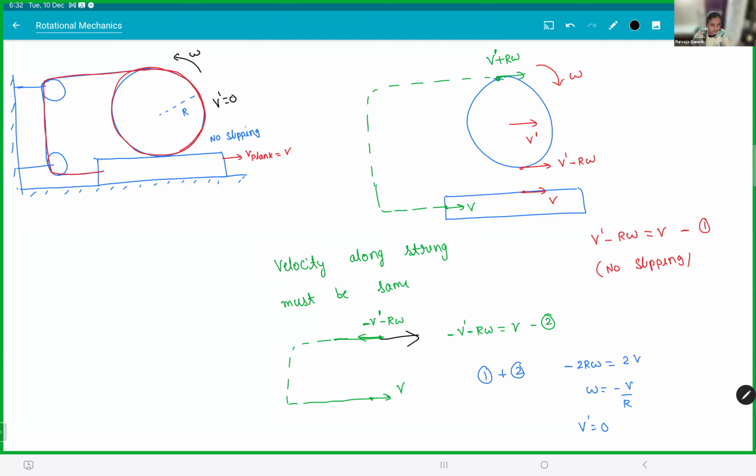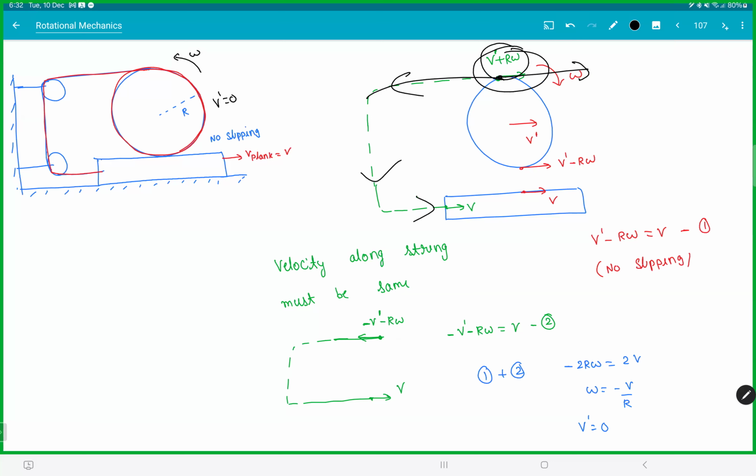Oh, okay, sir. I got it. The point is actually, if you see here in the diagram, it is going forward. But the statement says velocity along the string must be same. So how to make this backward? By putting a minus sign. But sir, if it is forward in the first place, then the velocity of the string wouldn't be same, right?